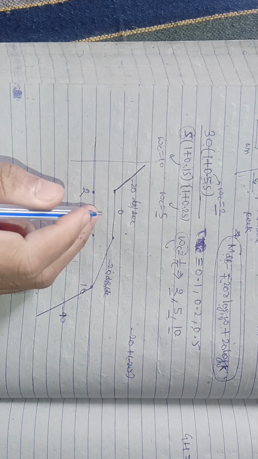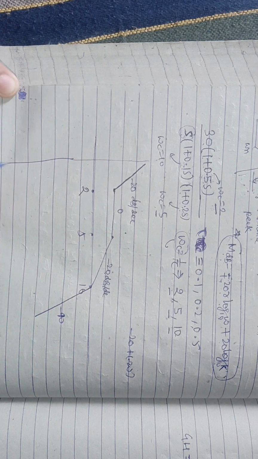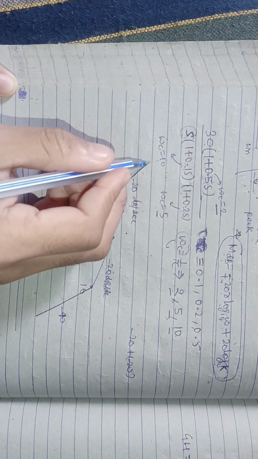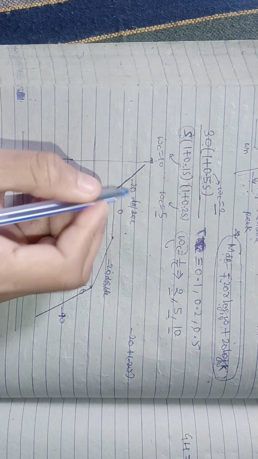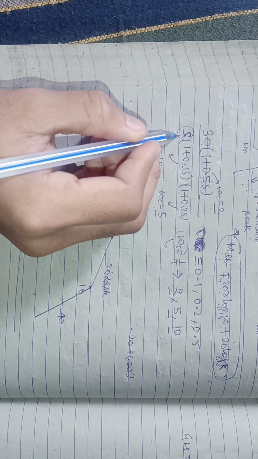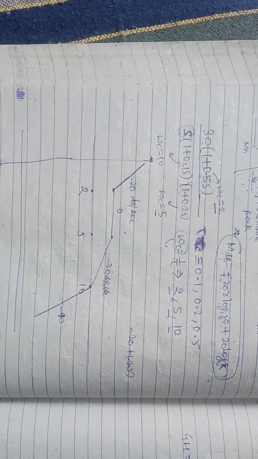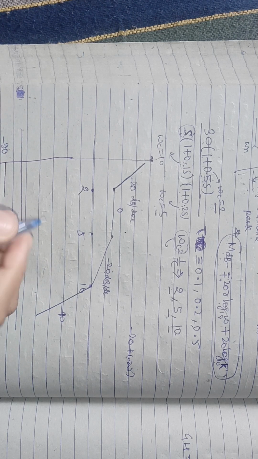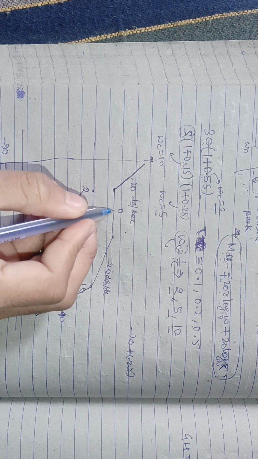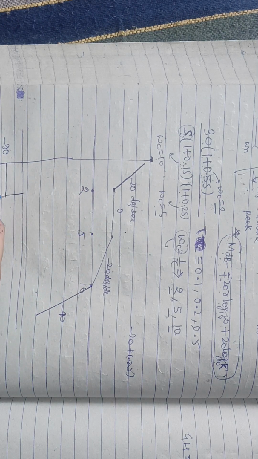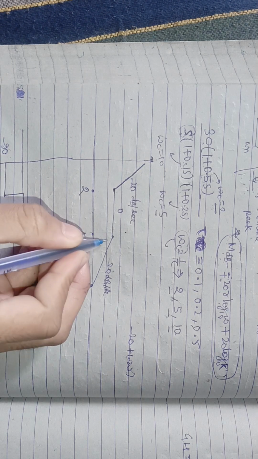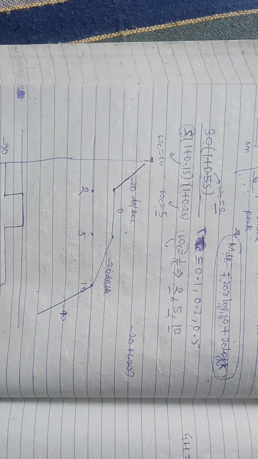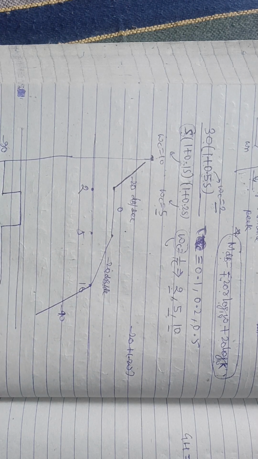In this way we will draw the Bode plot. If you draw the phase plot, the initial phase is minus 90 degrees, since one pole is there at the origin. Then one zero is added, so it becomes 0. Again one pole is there, so it becomes minus 90, and again one pole is there, so it becomes minus 180.